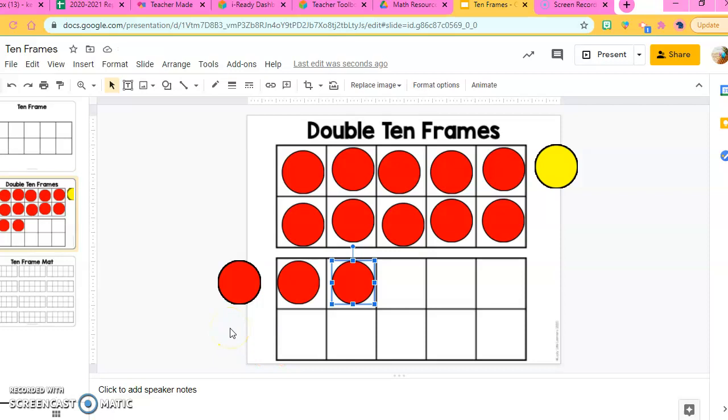Here's 12. And remember, minus means we're taking away. So I'm going to take these last two, and I'm going to put them back over here on my pile. How many counters do we still have on our tens frame? We have 10, right? 12 minus 2 is 10. Good job.